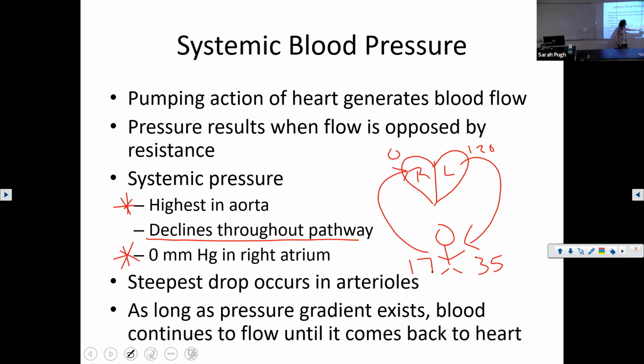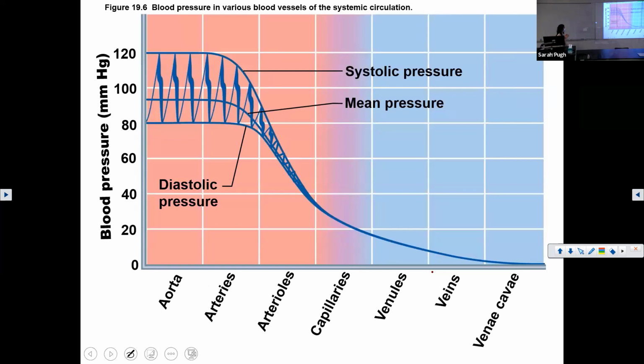So if there is less pressure here to start with, let's say the pressure is 80 instead of 120, that means there's less pressure here at the capillary beds. That's where you're trying to get the oxygen out into your tissues. And if your pressure is not high enough, you're not going to perfuse your tissues. You're not going to get nutrients into your tissues. So this is why maintaining a high enough blood pressure is so important. So as long as you have a blood pressure, as long as you keep that gradient, you're going to keep moving your blood.